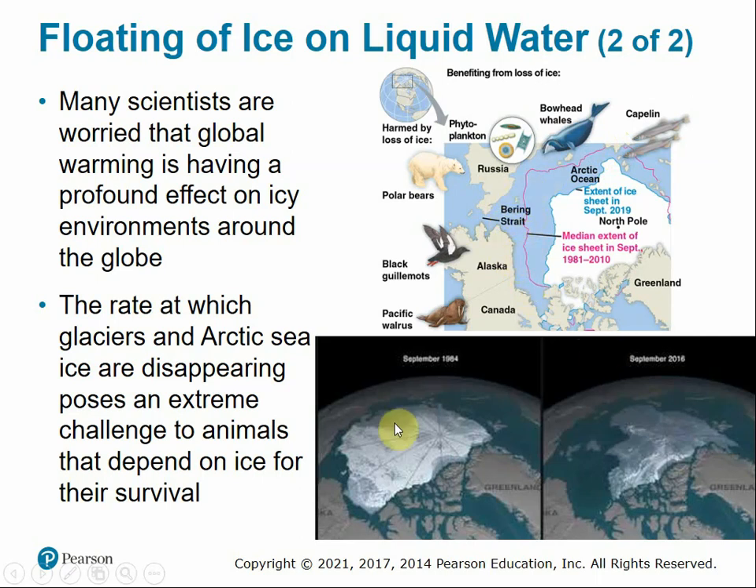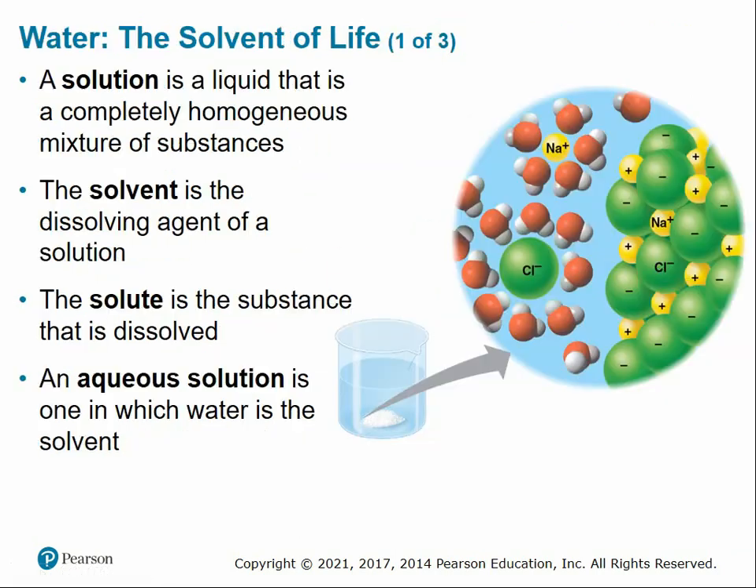But overall, as this ice melts, right, it's going to melt into water and add water volume to the oceans and contribute to rise of global sea levels. And then finally, we said another unique property of water is that it is the universal solvent, or the solvent of life. So when we talk about a solution, we're just talking about a liquid that is completely homogeneous, meaning a completely dissolved mixture of substance.